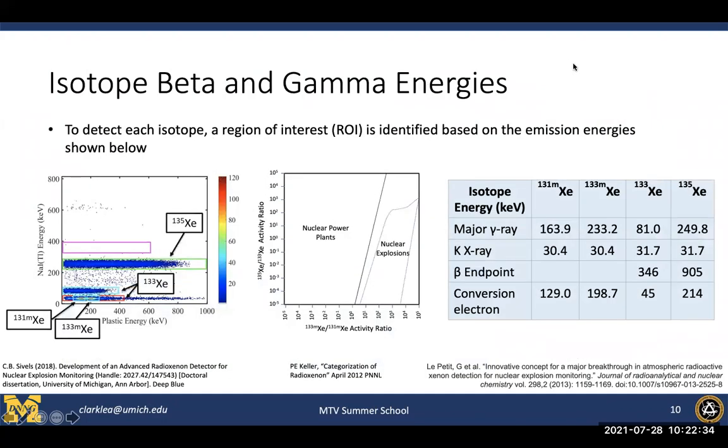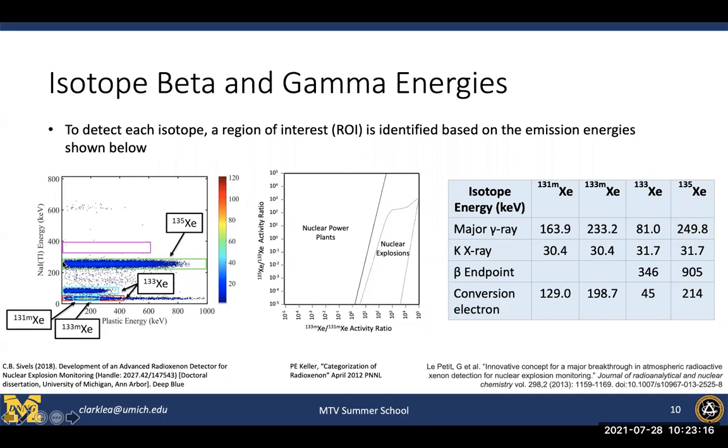There are a couple of things that happen when actually monitoring radionuclide detection as well as radioxenon. Basically, to detect each type of isotope, plots are created with a region of interest, or ROI, that is used to identify the emissions from the xenon. Here's an example of a plot where we have a beta gamma coincidence detection system, with the gamma detector as a sodium iodide and the beta particle detection from a plastic scintillator down here.